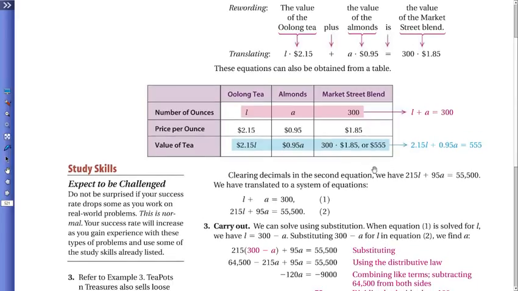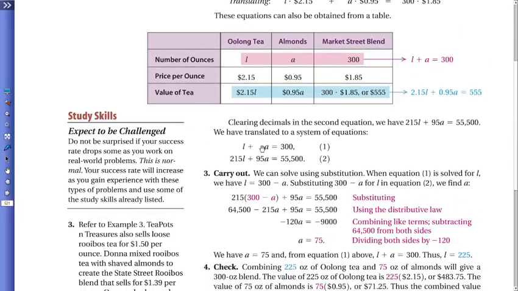It's really helping us to say, what happens if I have 300 ounces of this stuff? Because it helps us create that second equation. And that's it. We have 2.15 times L plus 0.95 A equals 555, which is 300 times 1.85.